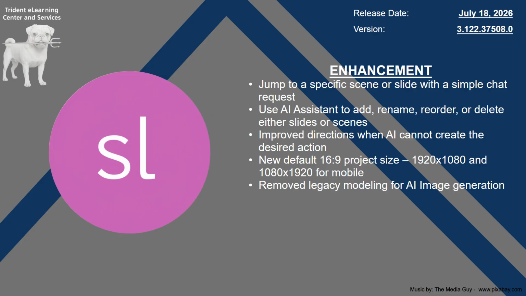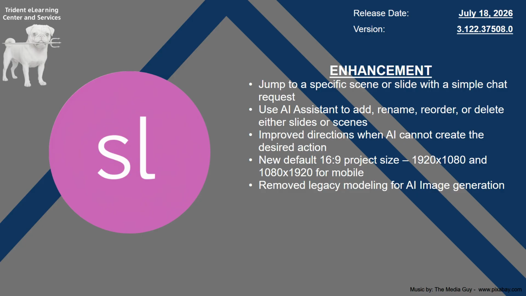The fifth enhancement simplifies AI image generation by removing the legacy image model toggle. There's no longer a choice between models. Storyline now uses the latest AI image generation model automatically, ensuring you're always getting the best results without having to think about it.